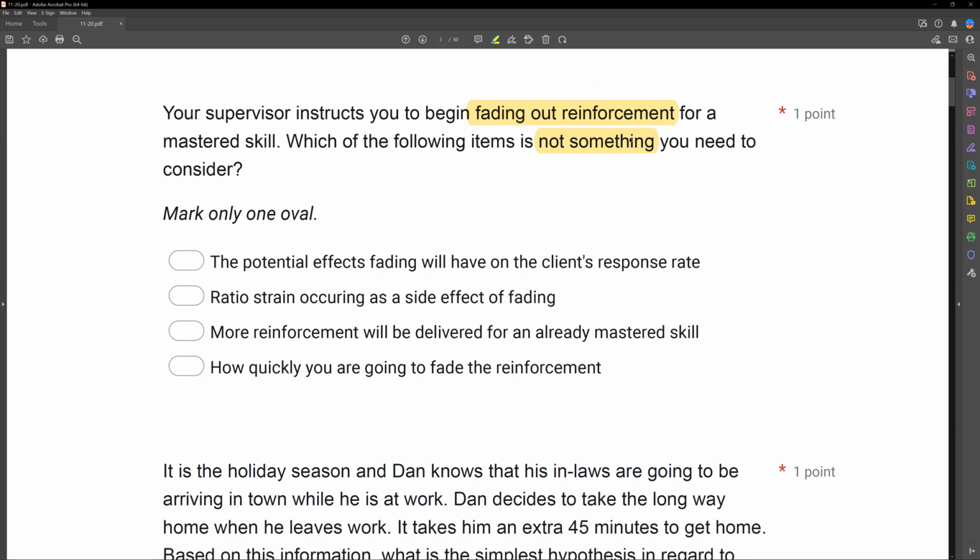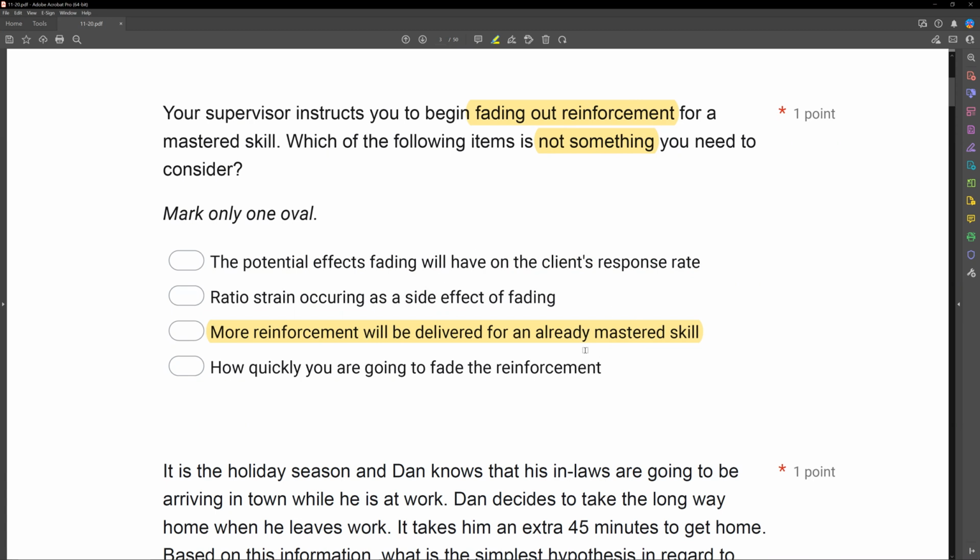And when you're fading out reinforcement, you know you're not delivering more reinforcement. So C is not something you need to consider because you're fading it out. You don't need to consider the fact that more reinforcement will be delivered. You know it won't because that's exactly what fading out is. This is a tricky question, okay? Make sure if you got it wrong, make sure you review and understand exactly why you got it wrong and why C is correct.